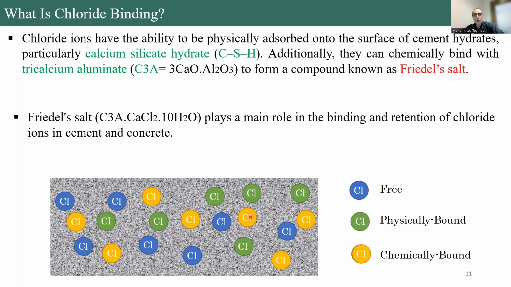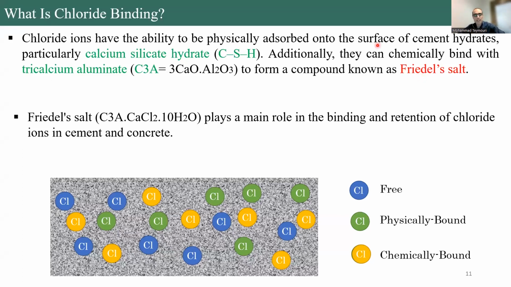So how can we have the binding? Chloride ions can physically bind with the CSH, calcium silicate hydrate, one of the main compositions of the concrete. And also some of them can bind with the AFMs or C3A, tricalcium aluminate, to form something called Friedel's salt. This is pretty important because the more binding that we have, the lower the free chloride in the pore solution that can initiate the corrosion and break down the passive or protective layer around the rebars, right? So it is a favorable phenomenon for us.